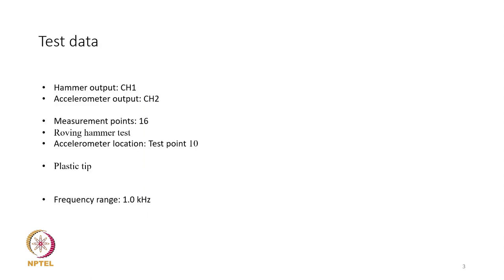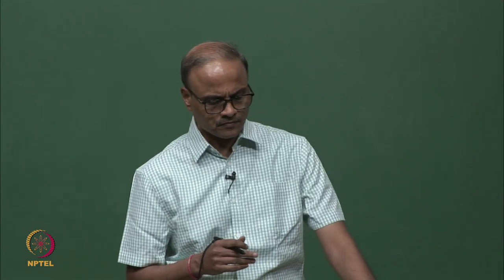Now this is the test data we are going to use. The hammer output is fed to channel 1 of the analyzer. The accelerometer output is fed to channel 2. And then we have chosen 16 measurement points on the beam, and then we are going to perform a roving hammer test, which means that the accelerometer or the response transducer will be fixed at a particular location, and then the hammer would be moved from one test point to the next for application of impact when we measure the FRF corresponding to those points.